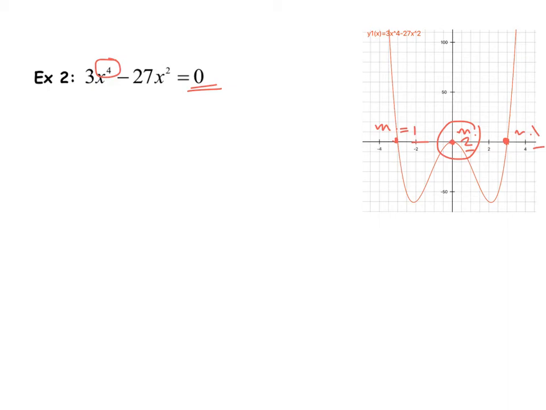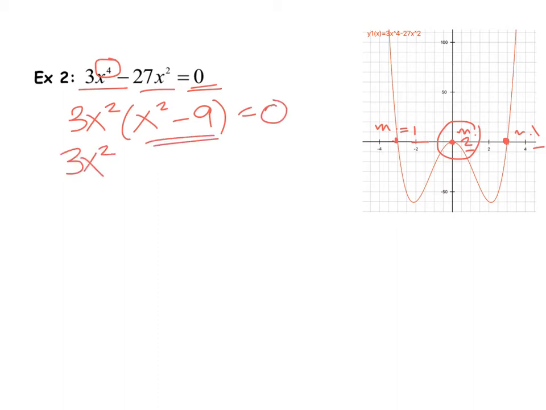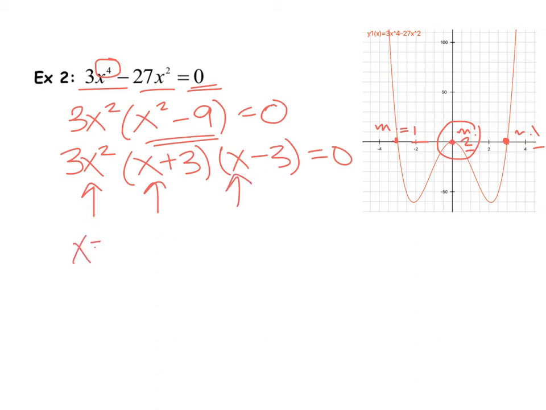So if I were to solve this by factoring, again, I would look for a GCF. Here my GCF is 3x squared, and I would be left with x squared minus 9. I still have my equals 0. This quadratic here factors more to x plus 3 and x minus 3. Finally, I look for the x values that make the equation true. X equals 0, x equals -3, and x equals +3.